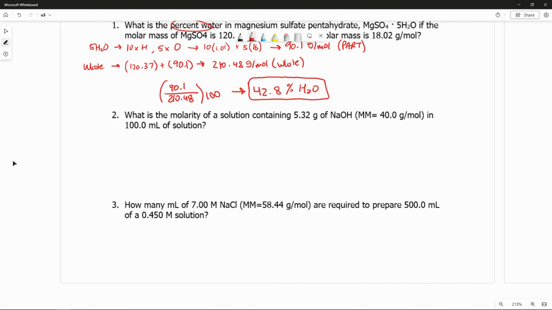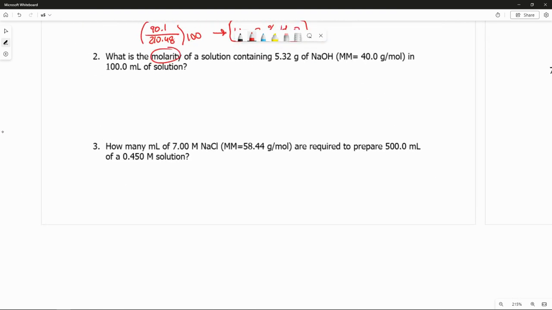All right, let's try number 2. What is the molarity of a solution containing 5.32 grams of sodium hydroxide, NaOH, and it gives us the molar mass, in 100 milliliters of solution? This is also not given on your test, but molarity, capital M, has the formula moles of solute over liters of solution. This is not given on your test. You have to memorize this. Let's draw that asterisk a little better. Not given.